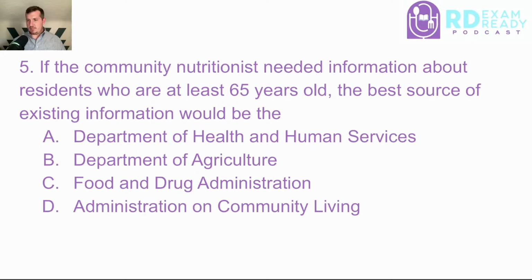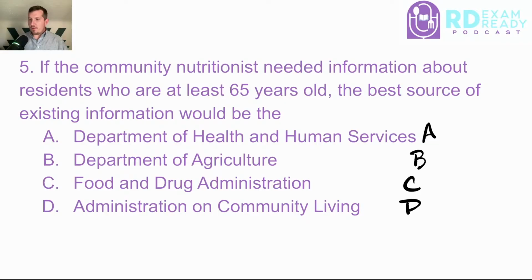Okay, let's look at this one together here. If the community nutritionist needed information about residents who are at least 65 years or older, the best source of existing information would be the A, B, C, or D? A, the Department of Health and Human Services. Okay, I'm going to hold on to that.